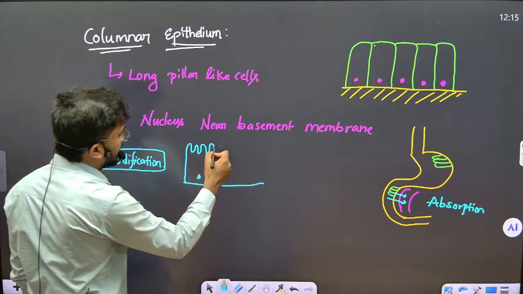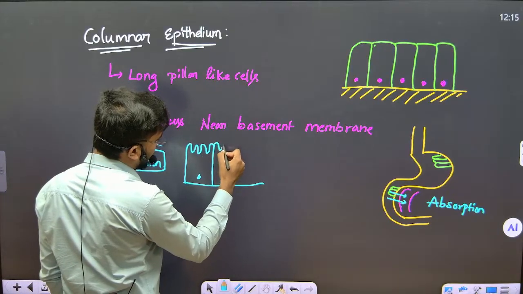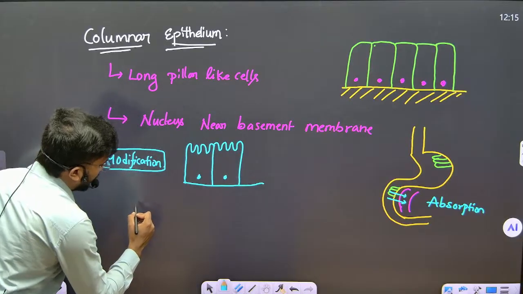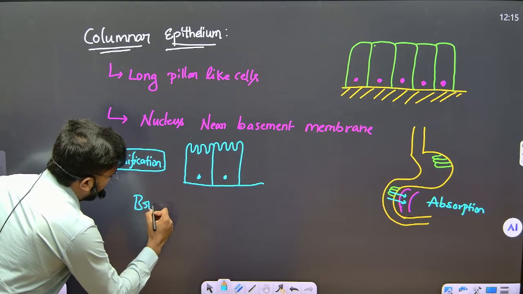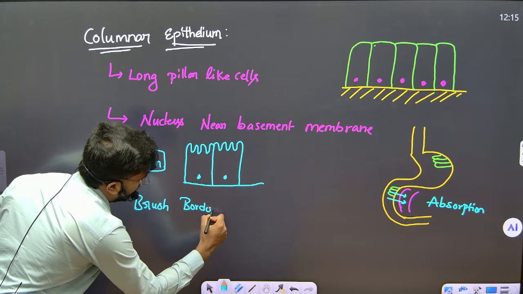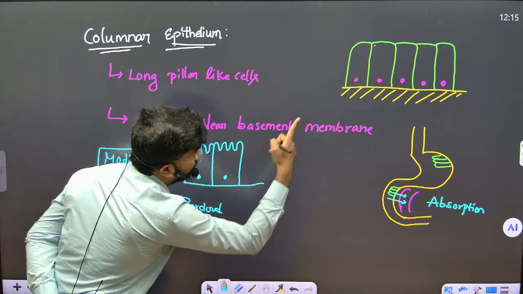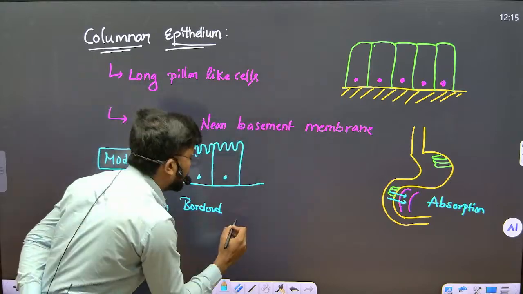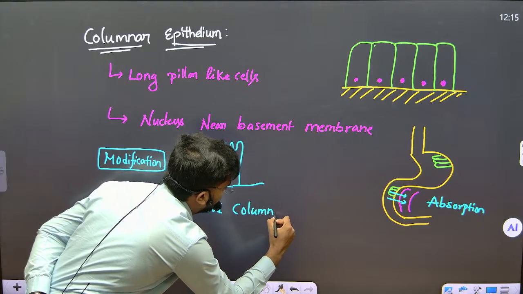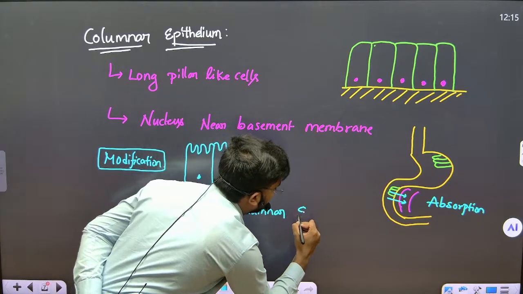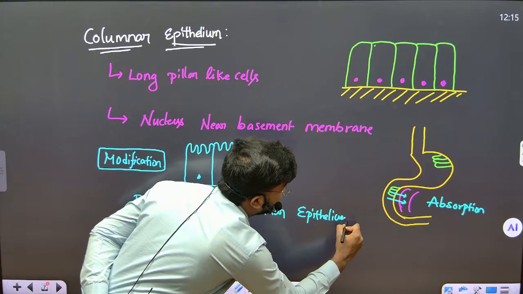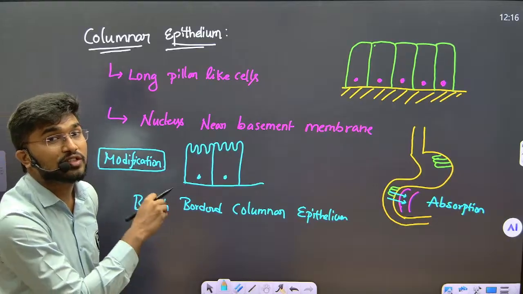Okay, so what is this again? How is it looking? It is looking like a brush. So we are calling this as what? Brush bordered. Cuboidal or columnar? I said long pillar cell. We are calling it a columnar epithelium. Where are you noticing this one? We are seeing this in the case of small intestine.